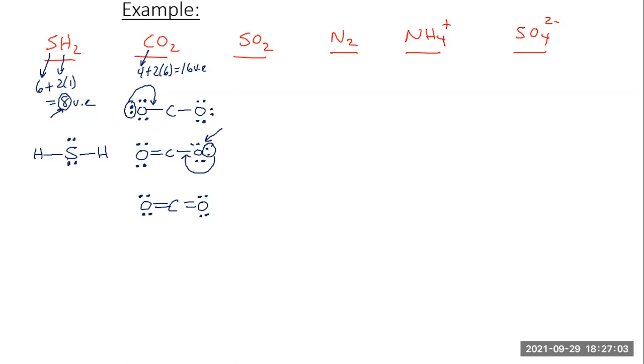Oxygen on the left and right are the same. It has 2, 4, 6, 8 electrons. Carbon in the middle, 2, 4, 6, 8 electrons. This would be the correct structure for carbon dioxide. Any questions on that there?